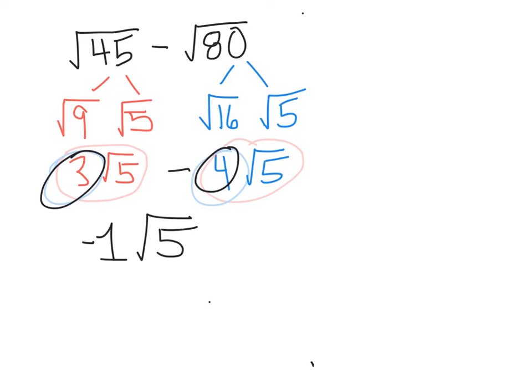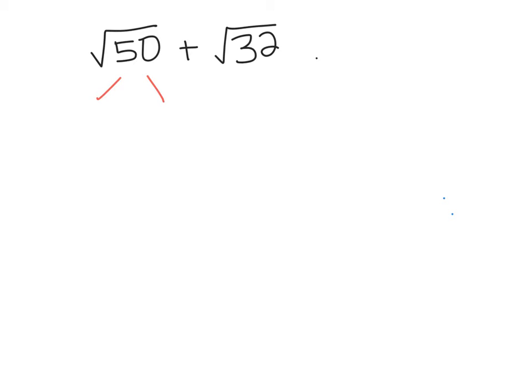Let's try another one. Okay, we're going to try another one here. Let's try this. We are going to do square root of 50, and we're going to use addition this time. We'll do plus the square root of 32. Alright, so I'm going to have to break each of these up. I'll start with the square root of 50. If I break this one up, I'm going to get, let's see, perfect square of 25 times square root of 2, like that. So I'm going to continue working with that.